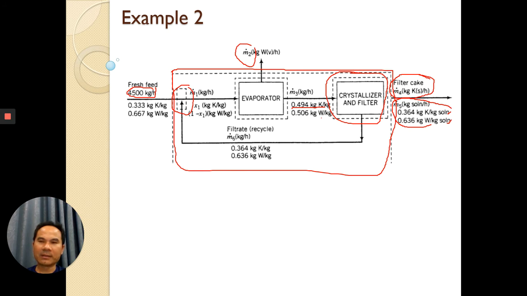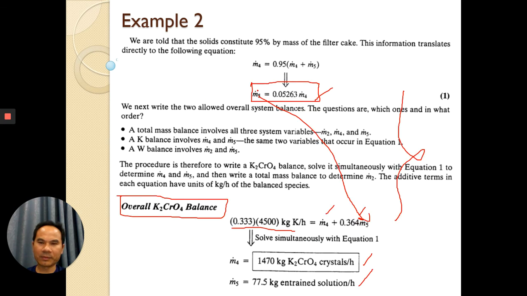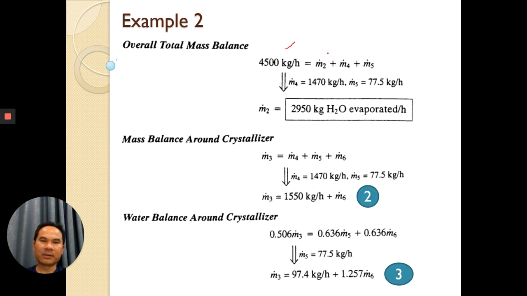Okay, overall feed is 4,500 kilogram per hour, equal to M2 plus M4 plus M5. This is only one feed to output. 4,500 kilogram per hour equals M2 plus M4 plus M5. You know M4, M5, you can solve for M2. Input, output. You know M4, you know M5, you can solve for M2. You get M2. And then the next step, you have to balance around the electrolyzer.